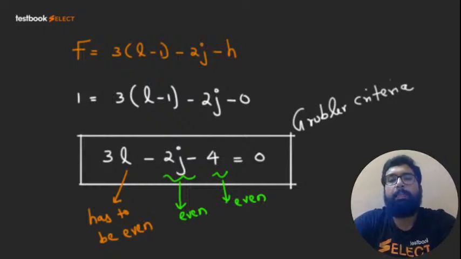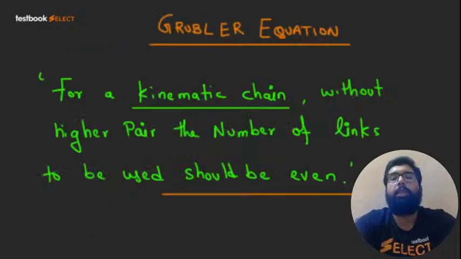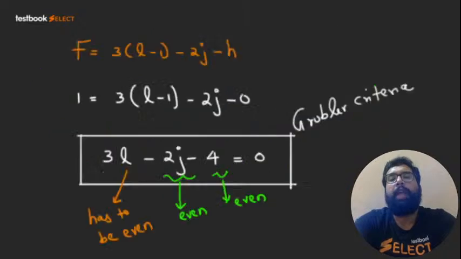Now, 3 multiplied to any odd number, can it ever be an even number? No, obviously. If it cannot be an even number, then definitely this relation cannot be satisfied. So, if this relation is to be satisfied, the number of links to be used should be even. Now, we agree to it or not? Please understand this.